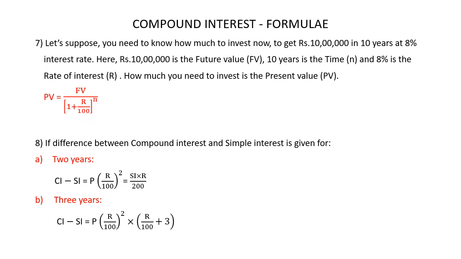So in a few problems in compound interest, the terms future value and present value might be used. There is no need to get into any confusion regarding these terms. Just remember that present value is nothing but the original principal and future value is nothing but the final amount.